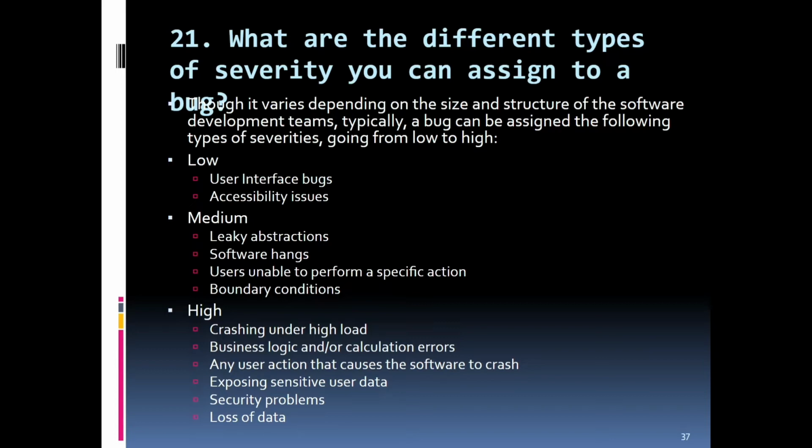Any user action that causes the software to crash, for example, you clicked on some button, performed something, and then clicked on that button again, and it crashes the software. That's a high priority bug. Exposing extensive user data, security problems, and loss of data all come under high priority bugs. So I hope you now know about the severity you can assign to a bug.